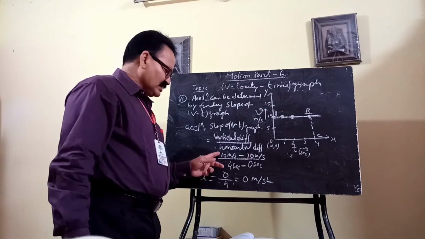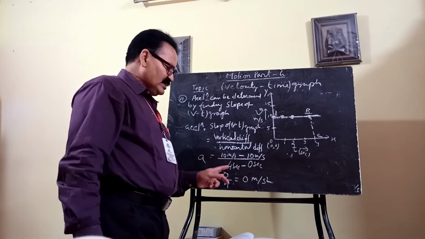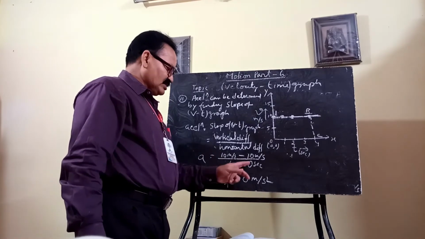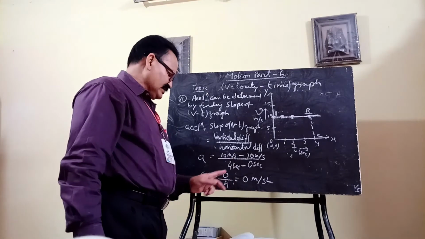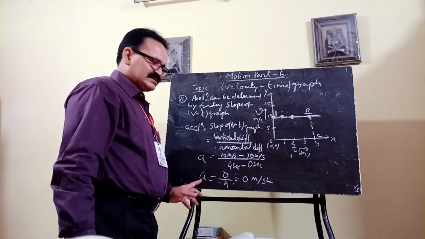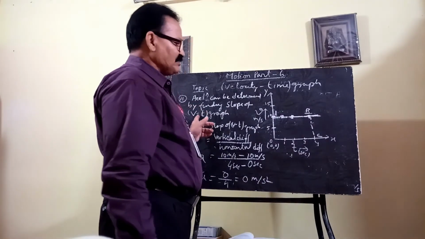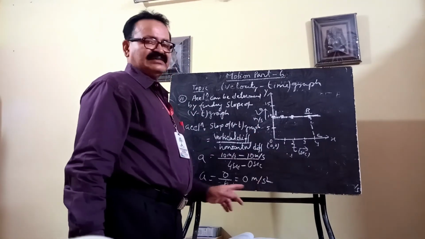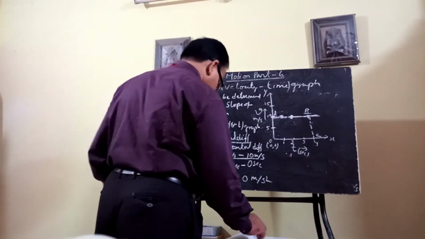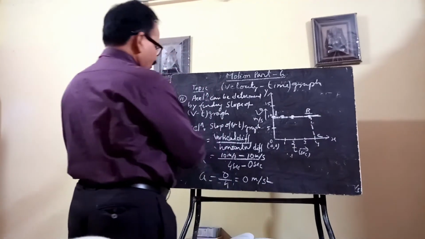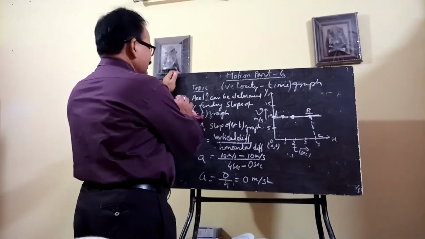So the vertical difference is 0, and time increases from 0 second to 4 second, so the acceleration is 0. In this case, when the velocity time graph is a straight line parallel to the time axis, the acceleration is 0. Now we will take another type of velocity time graph.